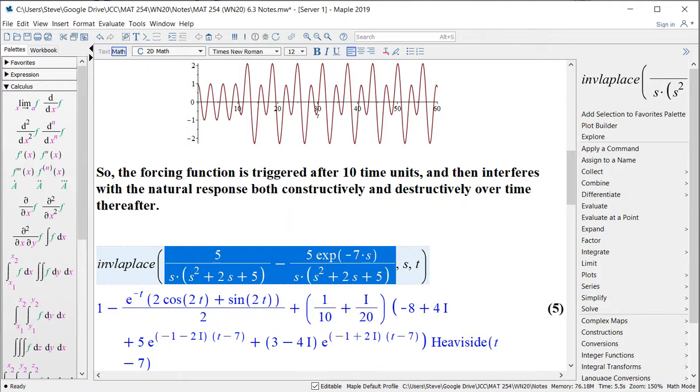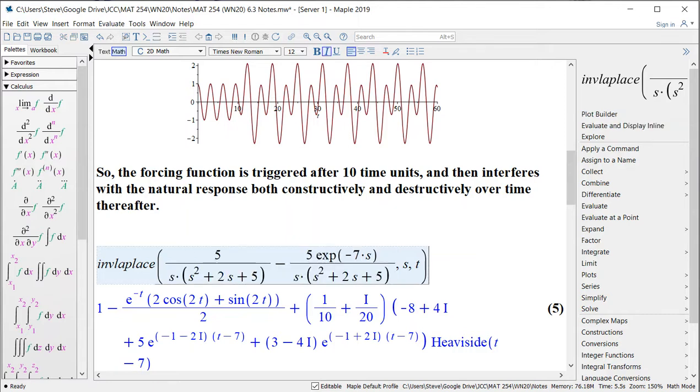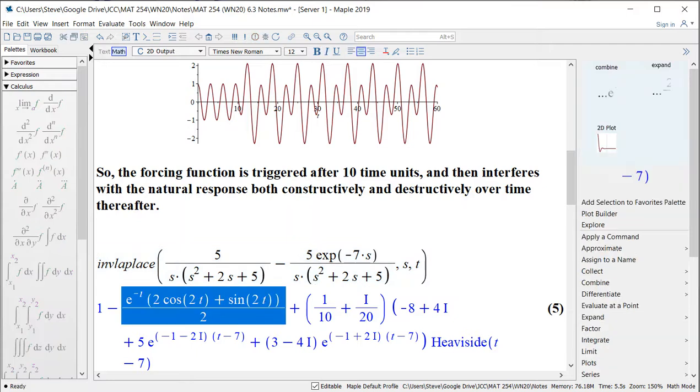And what you can see here is the first term is just 5 over s times all that big polynomial. The second one is 5e to the negative 7s over s times that polynomial. And after a little bit of work, Maple says, oh, okay, I think I got it. But take a look at our terms here. We've got 1 minus and then some exponential times a sum of periodics.